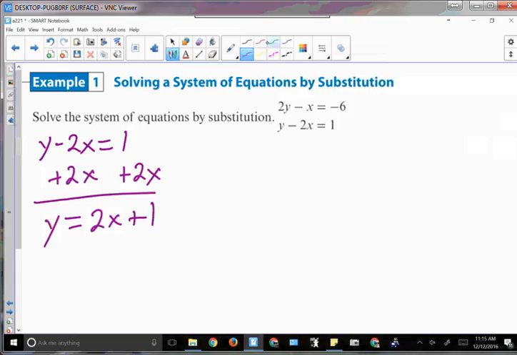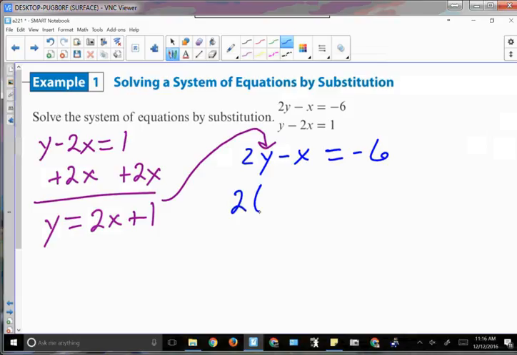So now what I'm going to do is I'm going to pick on the other equation. My other equation is 2y minus x is equal to negative 6. Now, since these are supposed to be together, wherever I see y, I know exactly what it's equal to. It's equal to 2x plus 1. So what I'm going to do is take this information here and put it in here for y. So what you end up seeing is 2, and remember, whenever we replace a variable with its value, whatever it's equal to, those parentheses. The minus x equal to negative 6 is still there.